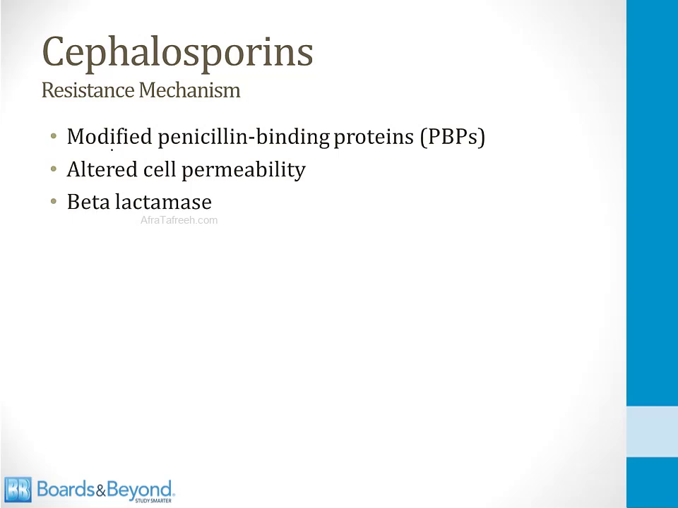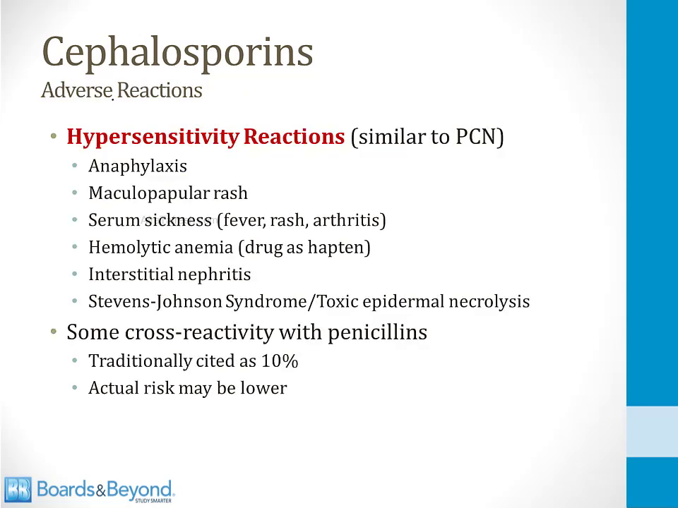Some bacteria will modify their penicillin binding proteins so that the proteins no longer recognize the drug. Some bacteria modify their cell permeability to the drug, and then, as we have been discussing, the cephalosporins display varying levels of beta-lactamase sensitivity. Let's review the adverse reactions seen among patients taking cephalosporins. Hypersensitivity or allergic reactions are common, and the same reactions that can occur with penicillin occur with cephalosporins. I discuss all of these in detail in the penicillin video.